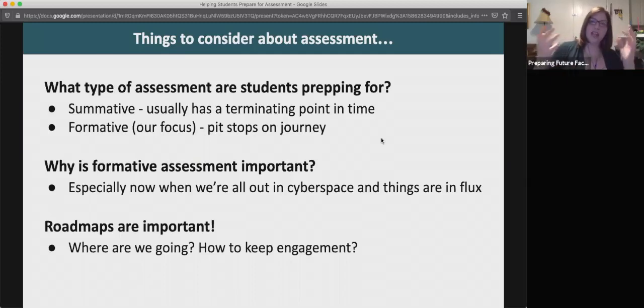And finally, why is it important that we think about formative assessment as something like a roadmap? Why is it important that our students know where we are going? Why is it important that we bother to keep their engagement in these times of disruption?